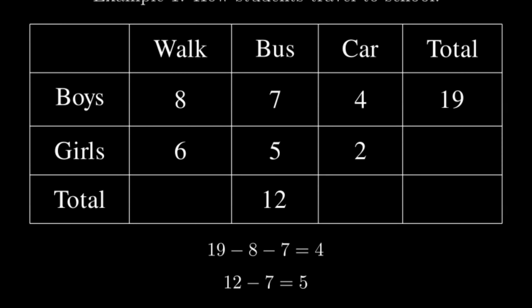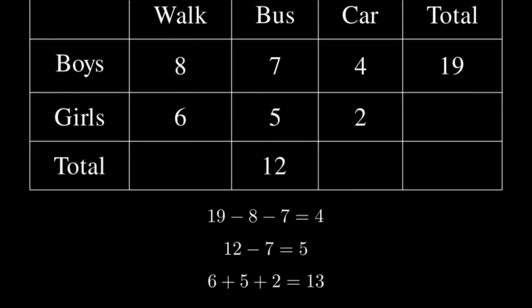Now that the girls row is almost full, we can find the total number of girls by adding the number of girls who walk, take the bus, and travel by car. That's 6 plus 5 plus 2, which equals 13. So there are 13 girls in total. Let's fill that in. The total for the girls is 13.